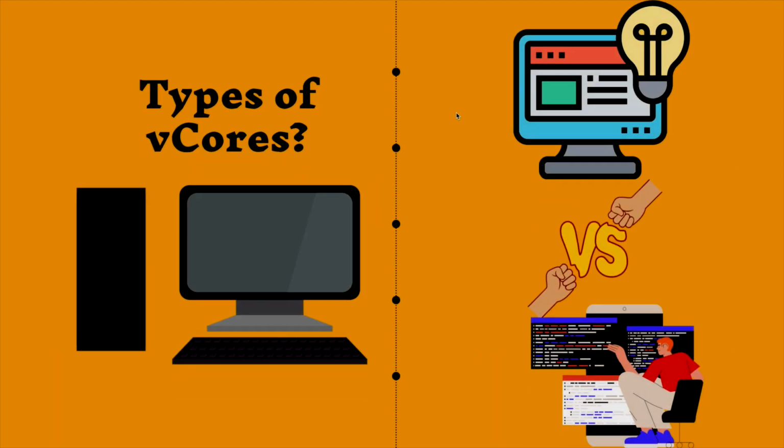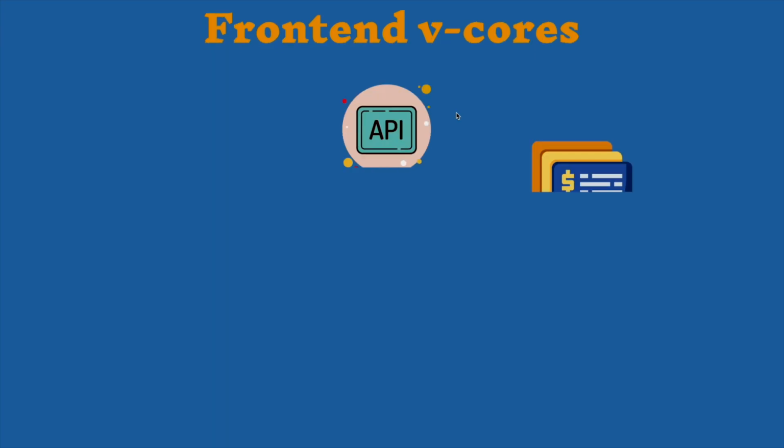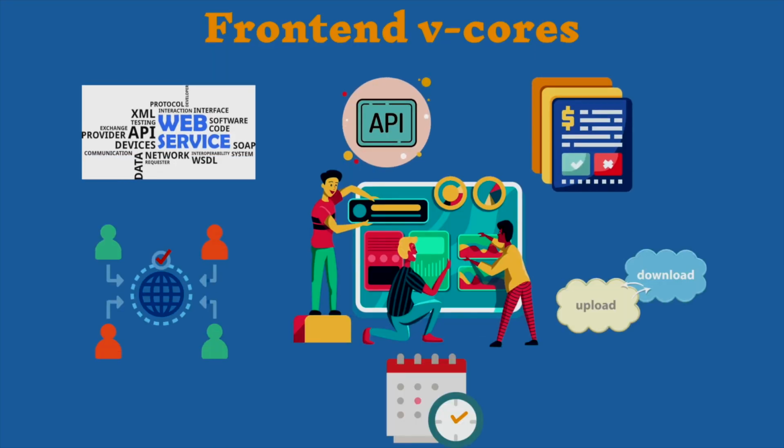Now let's first discuss what the different types of vcores are. In Power BI Premium, processing is achieved by a set of vcores divided equally between backend and front end. The front end vcores are responsible for your web services, dashboard and report document management, access right management, scheduling, APIs, uploads and downloads, and generally everything related to the user experience.